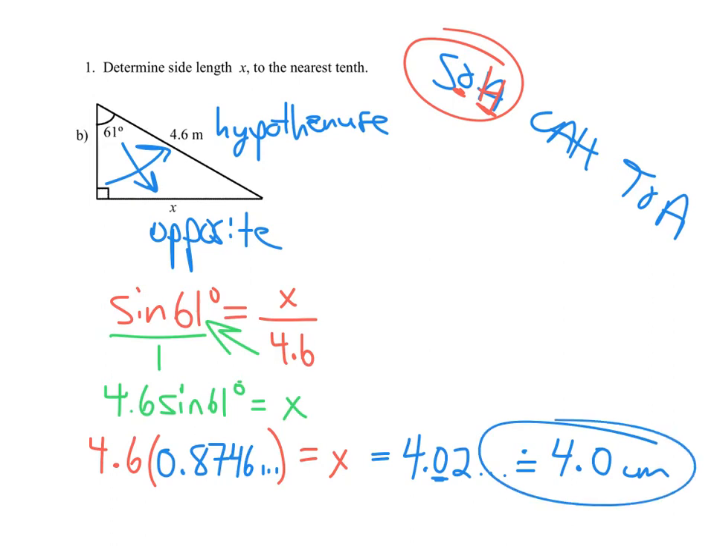And that is the side length that was missing, x, which is opposite the angle of reference. And we were given the 4.6 length. Actually, in this case, it's meters, not centimeters. So let's go back and edit our unit of measure here to meters. And we were given the hypotenuse, and we had to find the opposite, so therefore we use the sine ratio. And that concludes this second example for finding the missing side length.